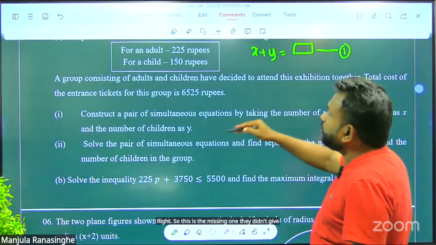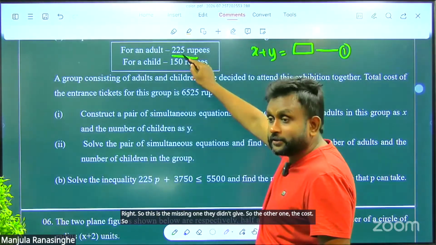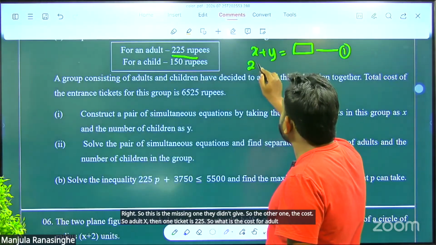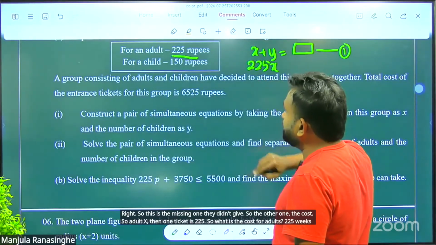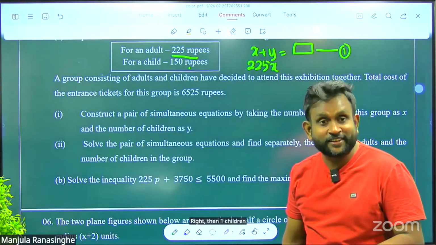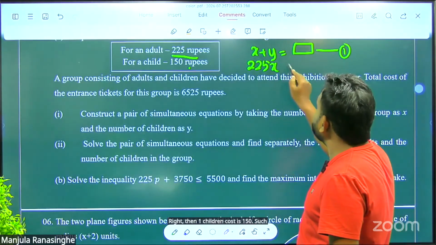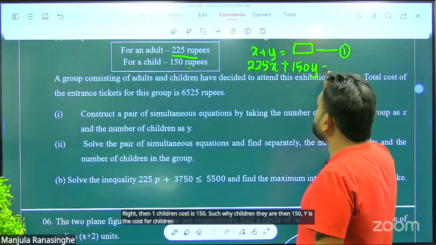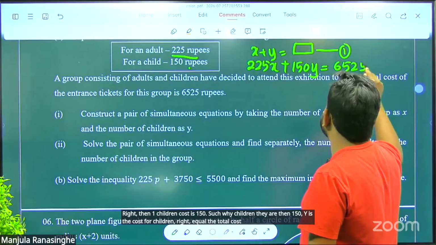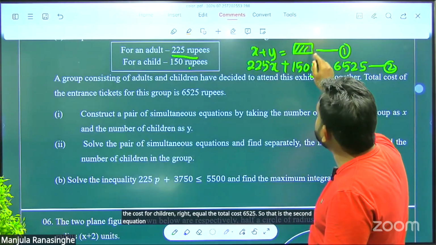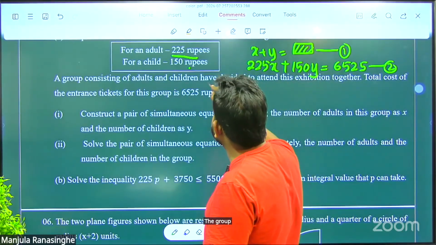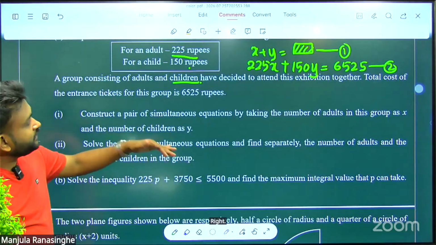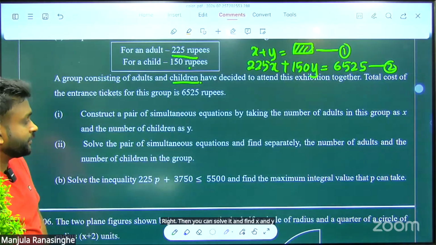So the other one, the cost. For adults X, one ticket is 225. So the cost for adults is 225X. Then one child's cost is 150, with Y children, so 150Y is the cost for children. Equal to the total cost 6525. So that is the second equation. Then you can solve it and find X and Y accordingly.